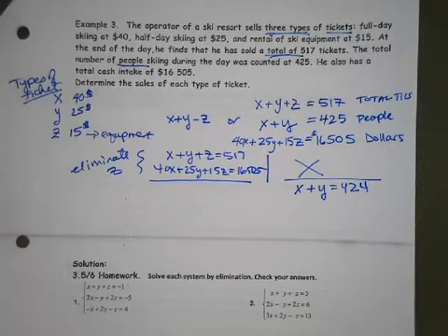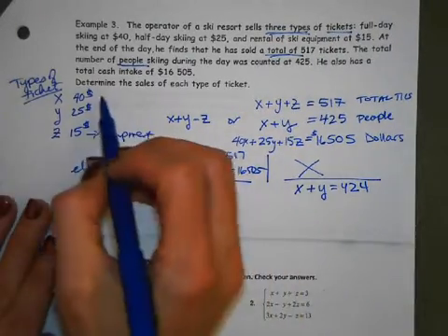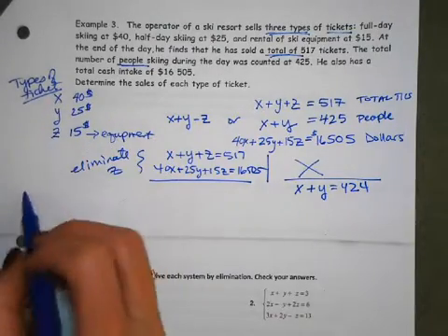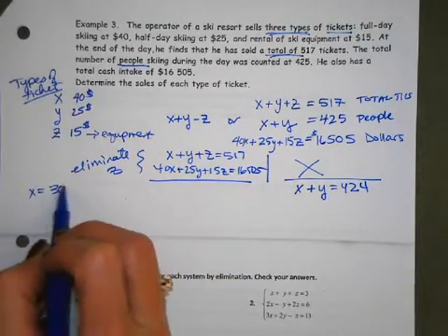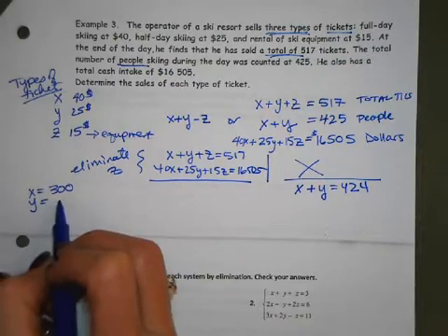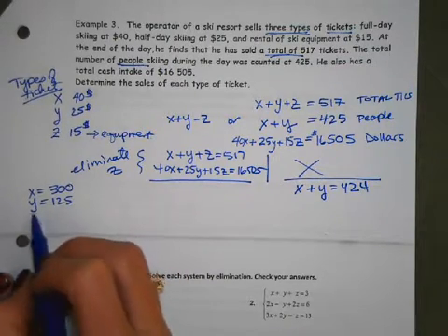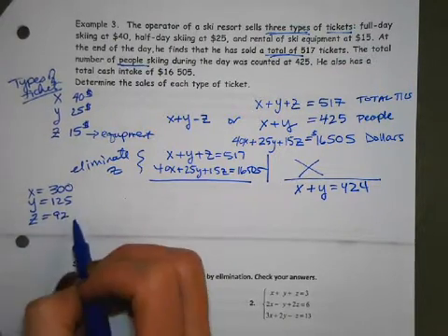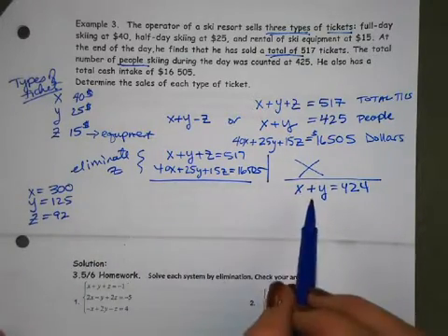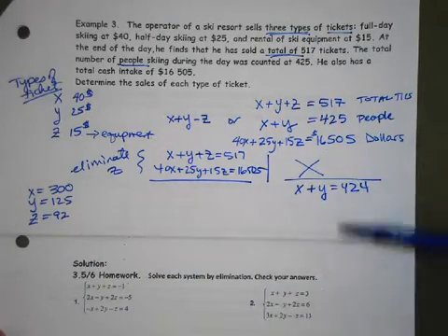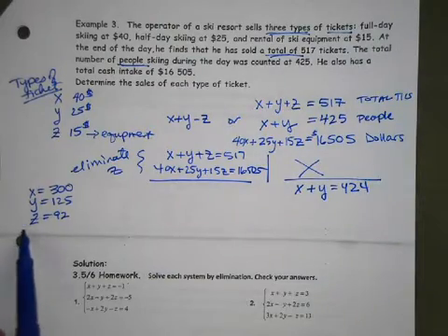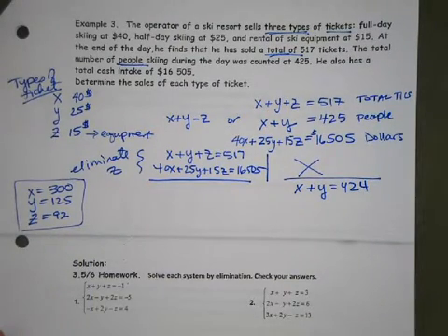So in the end, x is going to be 300. Y will be 125, and Z will be 92. So when you work to get the Z eliminated and work your way down, pick whichever variable and work your way back up, these are the answers you should get. Okay?